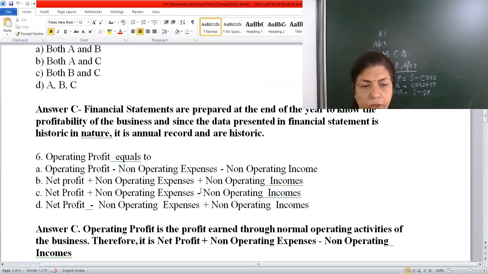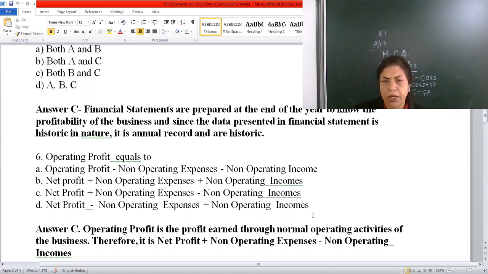Now, next, a very good question we can say. See, operating profit equals to. While I was teaching you operating profit, that time I told you there is another term for that. One is there. Another term is EBIT, earning before interest and tax. Got it? So, earning before interest and tax or operating profit is equal to. See the formulas, 4 formulas are given. Yes, C is correct. Net profit plus NOE minus NOI.